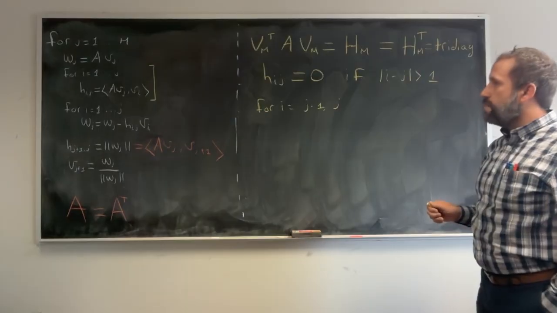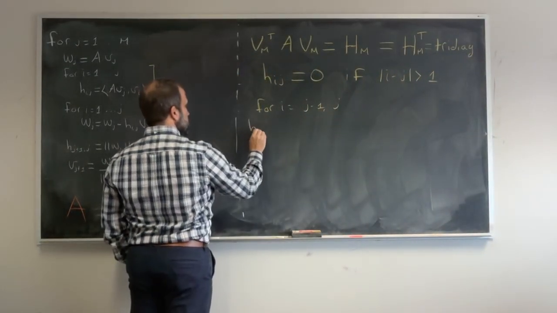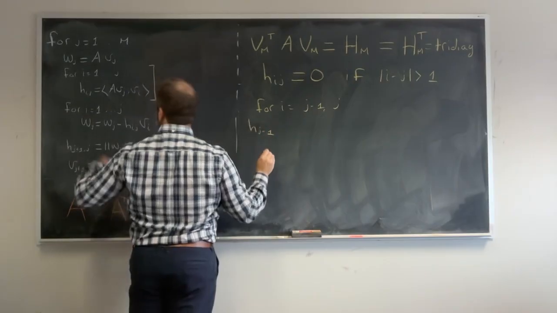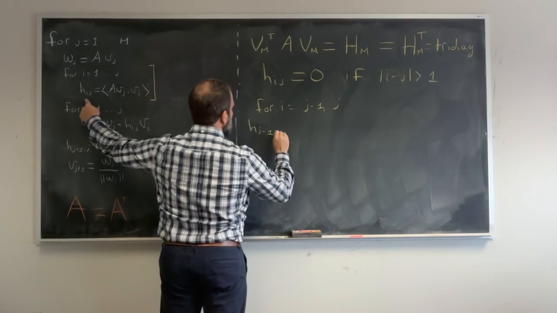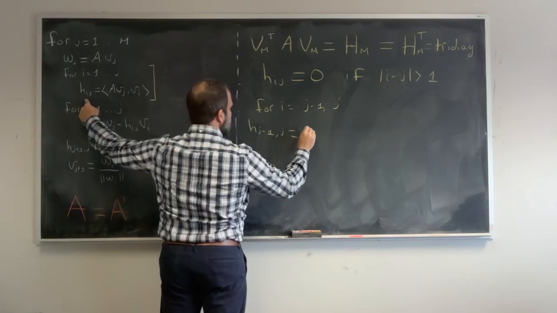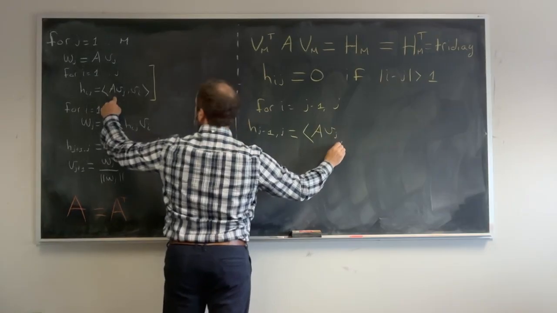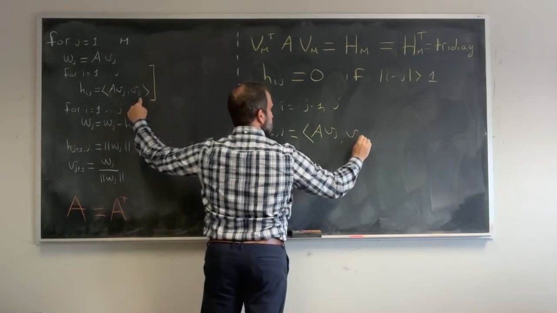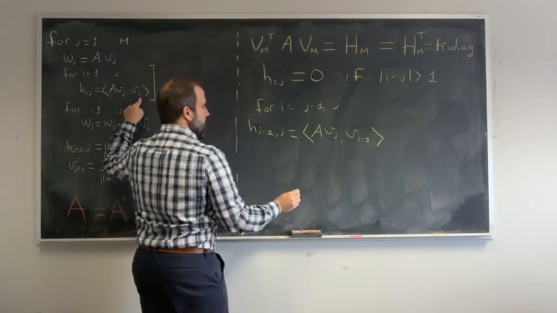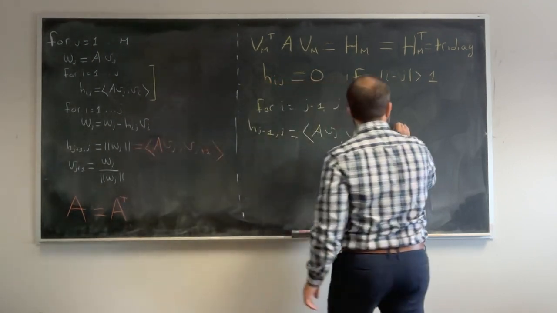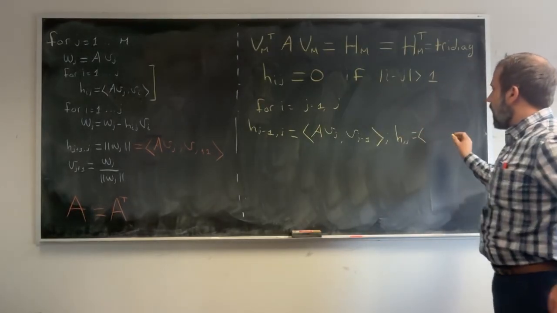Okay, for i equals j minus 1 and j, we're going to say h_{j-1,j} is A v_j, v_{j-1}, and then h_{jj} is A v_j, v_j.